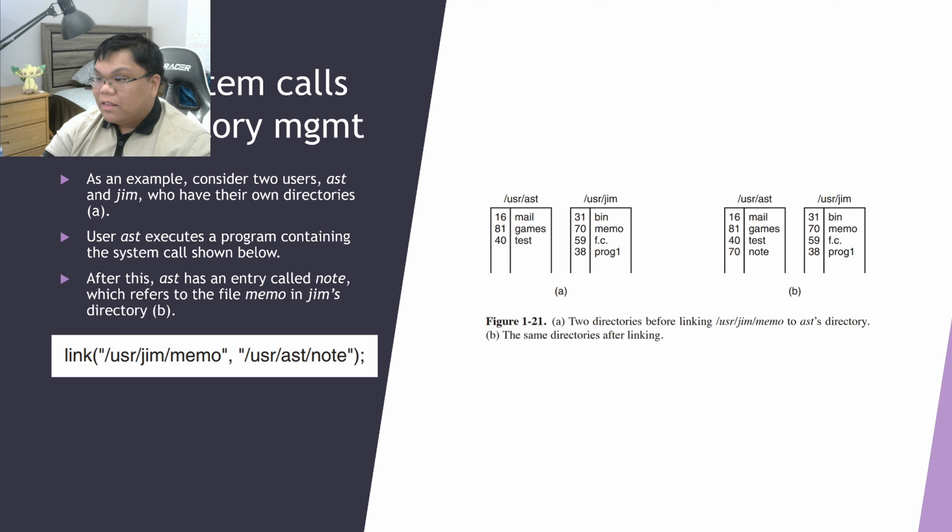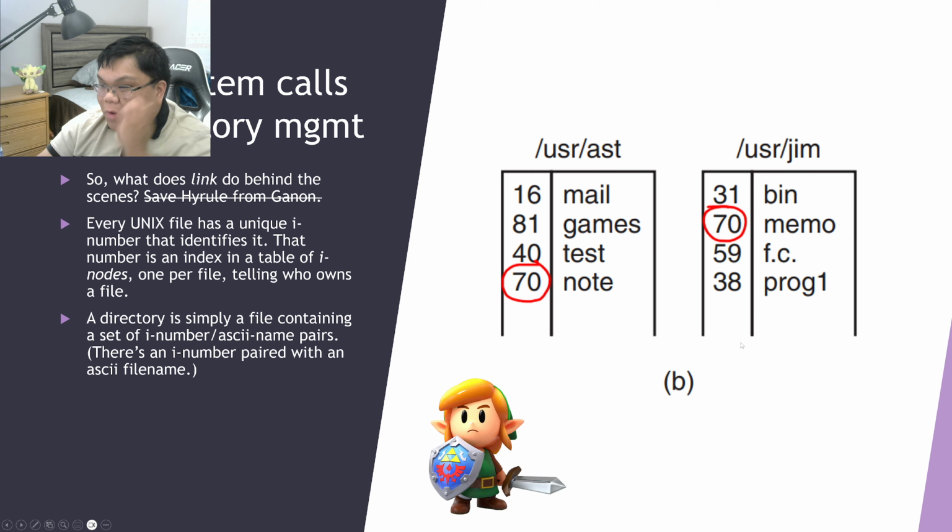So consider two users, AST and Jim, who have their own directories. AST executes a program that contains this system call, and after that, AST has an entry called note here, which refers to the file called memo that's in Jim's directory. So what does link do behind the scenes?